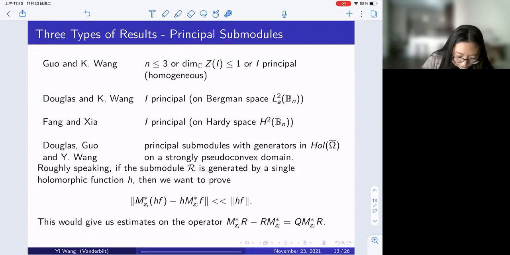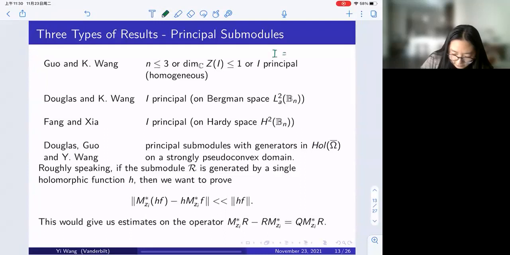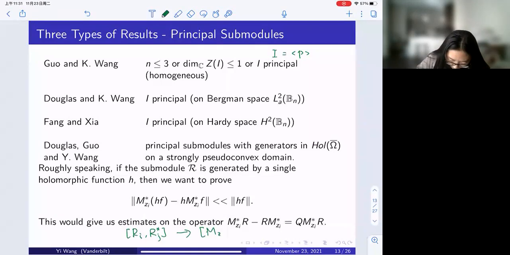Okay, so for the principal submodules, typically you consider ideals I generated by a single polynomial or a single function. And for this, we can prove the essential normality pretty conveniently. I don't want to involve the technical details here, but the idea is you can reduce the argument on the cross commutator on the submodule or the quotient module into the discussion of the commutator of the multiplication operator on the entire space and the projection operators.